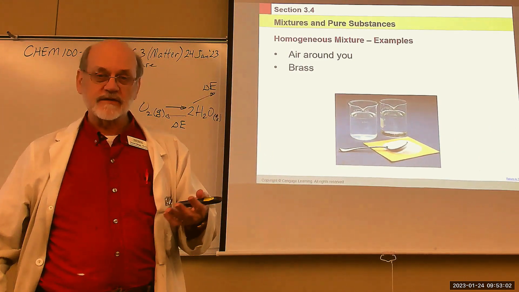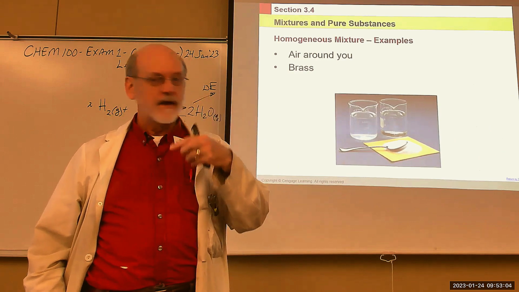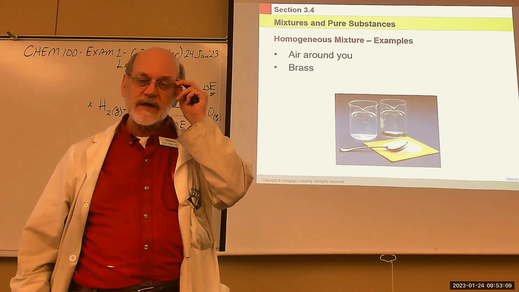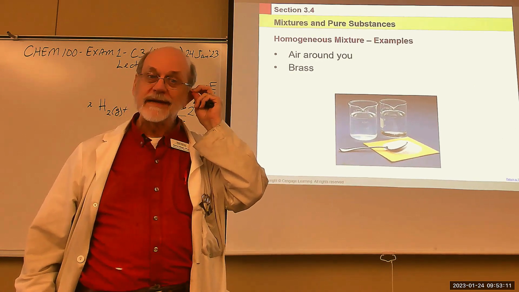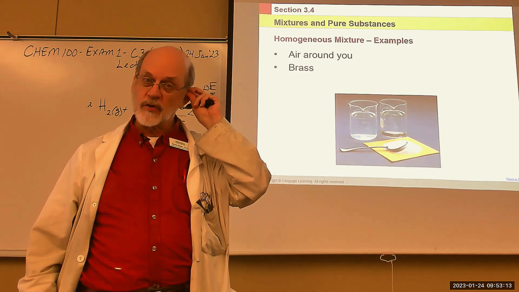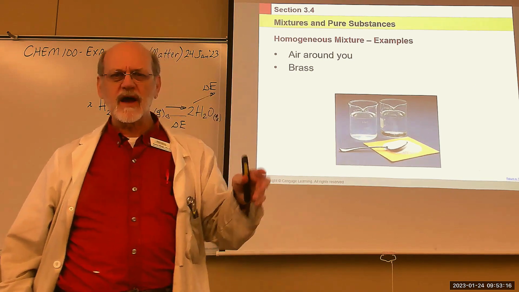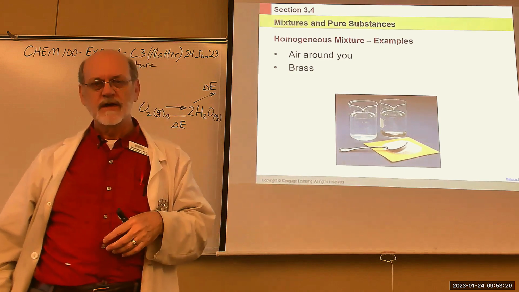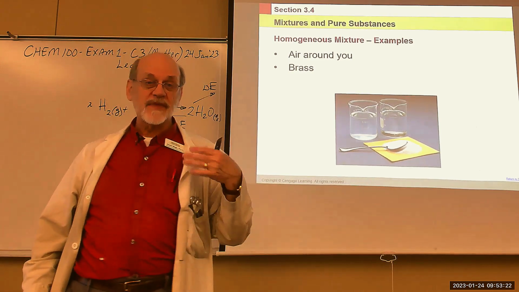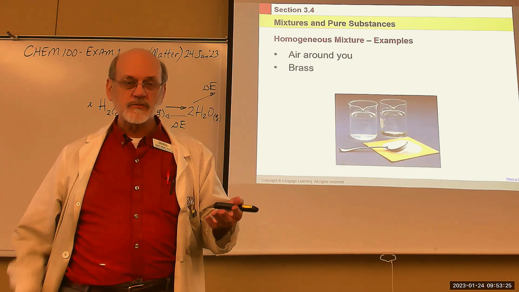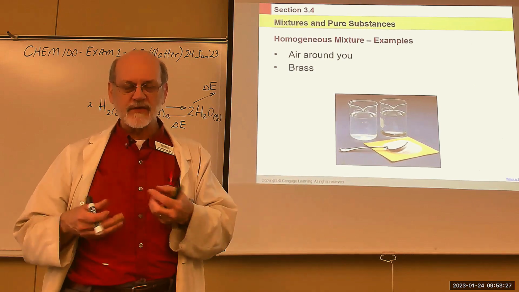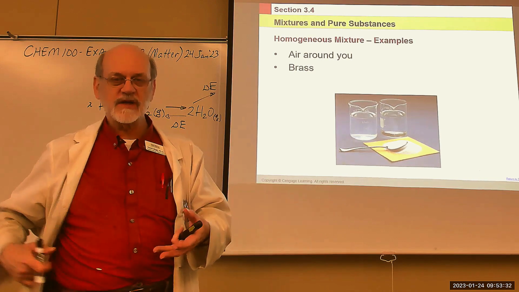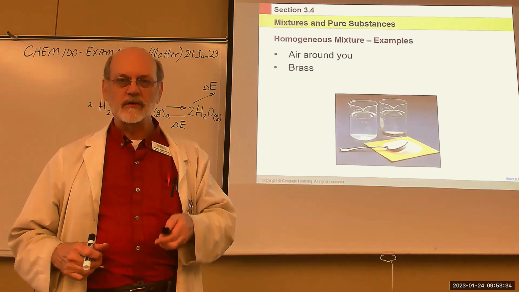But counterintuitive to that is a homogeneous mixture of solids. Brass is an example. If you mix copper and nickel in the right proportions, it's primarily copper, about 75% copper and 25% nickel. And there are various compositions. But once you put the solids together, melt them, mix them together and let them re-solidify, now you have a solid mixture, a homogeneous mixture of copper and nickel.